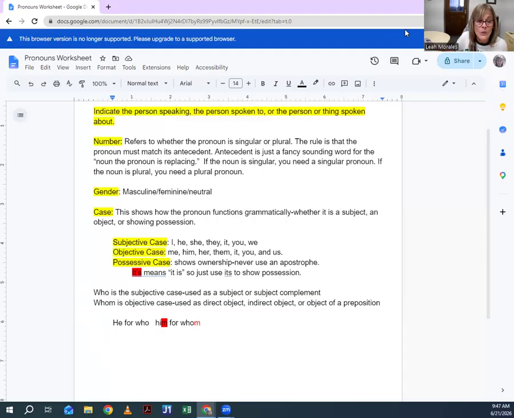This was a shorter lecture. That is the very basic of the pronouns. There's a lot more in-depth information in your module.